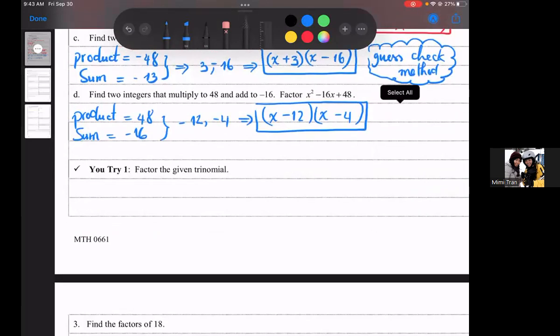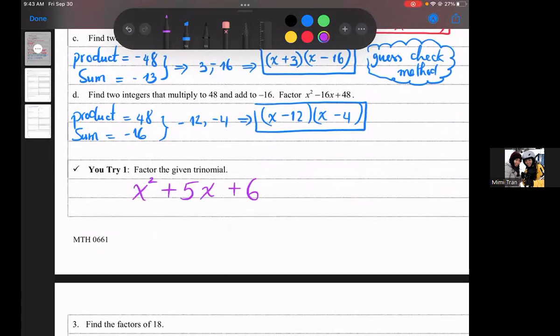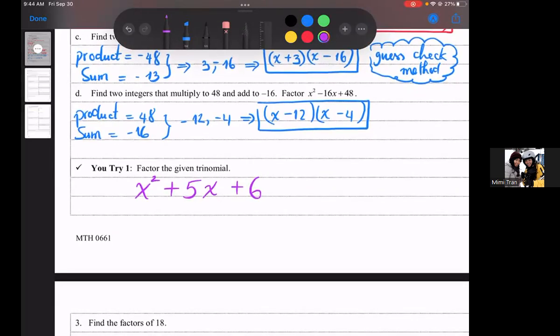Okay, this is blue, so you know. Okay, you try. Ready? X squared plus 5x plus 6. You can use either guess and check or the AC method.